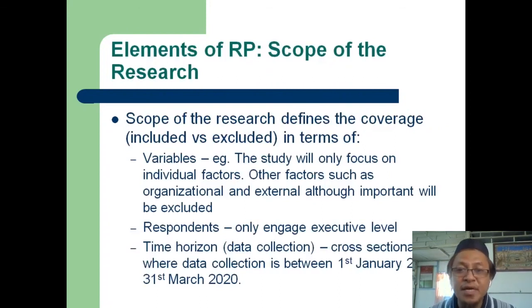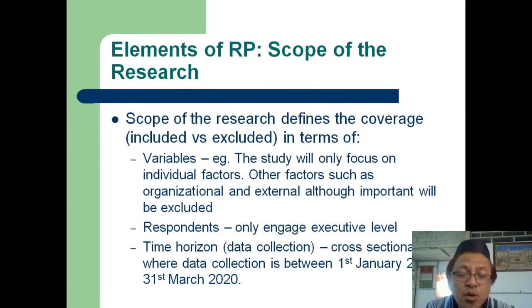Scope of research is actually the coverage of the study. This coverage can be looked at in terms of the variables that will be involved. When you do research, you will develop a theoretical framework, conceptual framework. You will have variables inside the frameworks. When you do your literature review, sometimes you discover many variables, but you will not include all of them. You will only take part of the variables. Those variables that you include are considered within the scope. Those variables that you exclude are beyond the scope of the study.